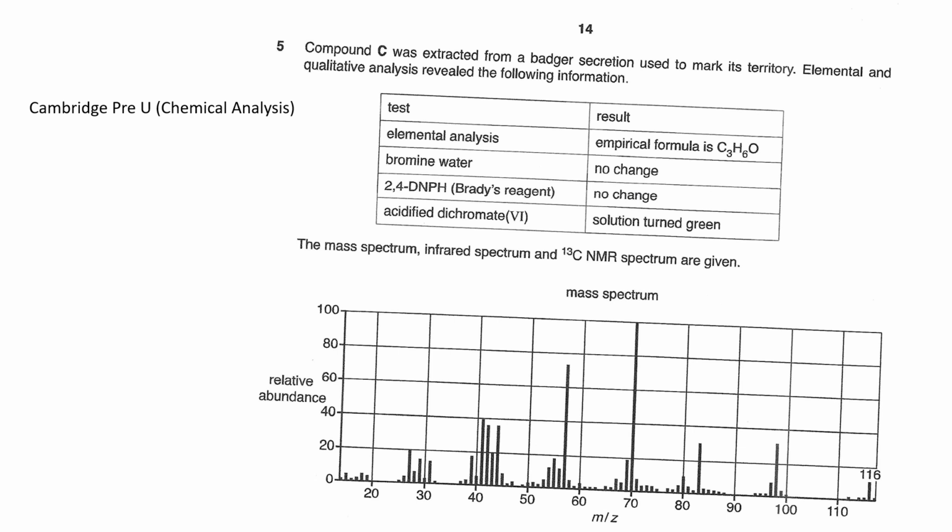Hi guys, let's do one more chemical analysis problem. Let's see this compound called compound C. By the way, this question is from Cambridge, A level. You can see that this compound C is extracted from this excretion. Wow, maybe it comes from a honey badger, I don't know. Okay, let's see.